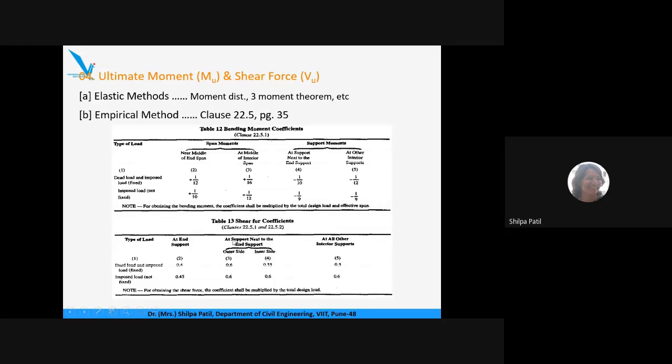So this is Table 13. Now in this table, the shear coefficients are given again for dead load. At the end support, the coefficient is 0.4, and for obtaining the shear force, the coefficient shall be multiplied by the total design load. Okay, so the total design load is our UDL. So the design load will be W into L. So 0.4 W into L will be the shear force at the end support.